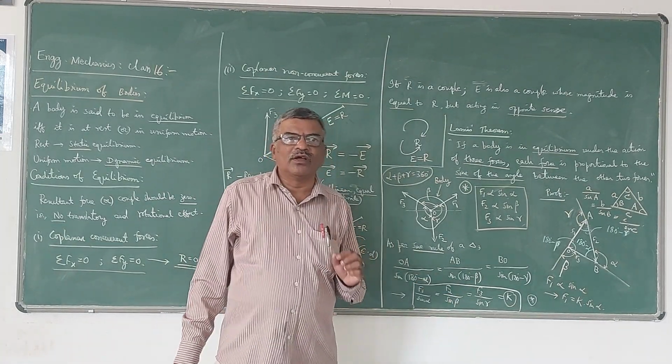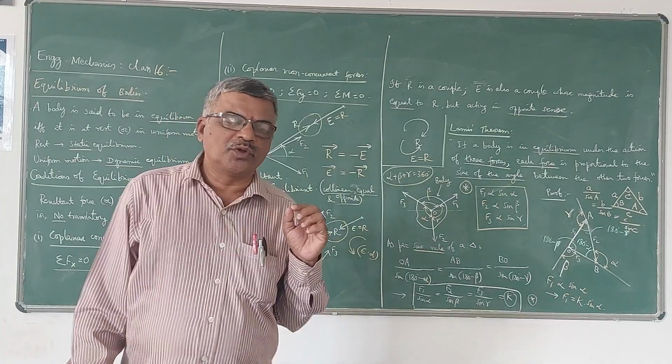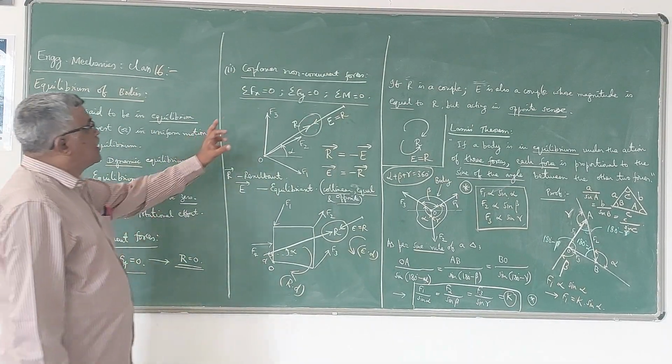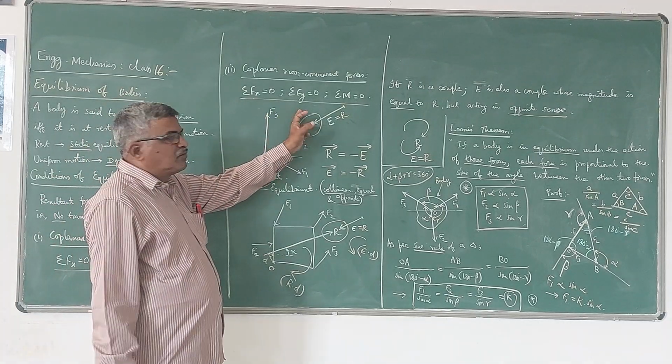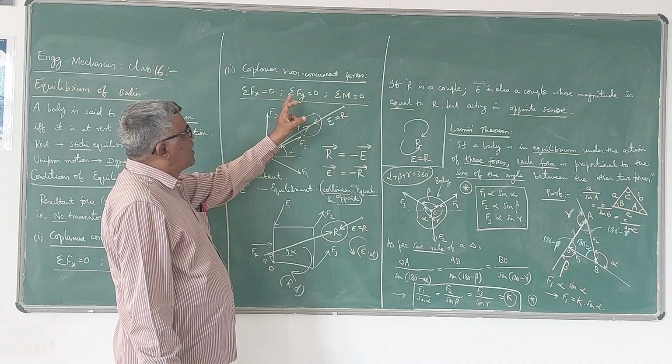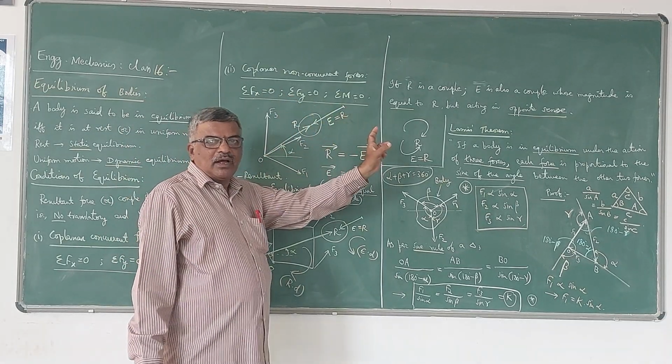So in the case of coplanar concurrent forces, you have 2 equations of equilibrium: sigma Fx equals 0, sigma Fy equals 0. In the case of a coplanar non-concurrent force system, you have 3 equations of equilibrium: sigma Fx equals 0, sigma Fy equals 0, and sigma M equals 0.